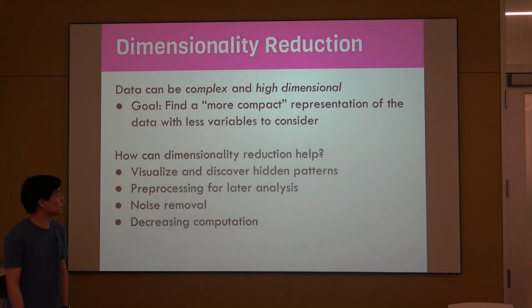What are some of the ways that dimensionality reduction can help us downstream? One way is that it can help us visualize things, and it can also help us discover hidden patterns that we may not easily notice by ourselves. It can be used for pre-processing for something later on that we want to do or analyze. It can be used for noise removal and extracting the main signals that we're interested in. And it can also be used for decreasing computation, because we'll be working on smaller, more compact objects.